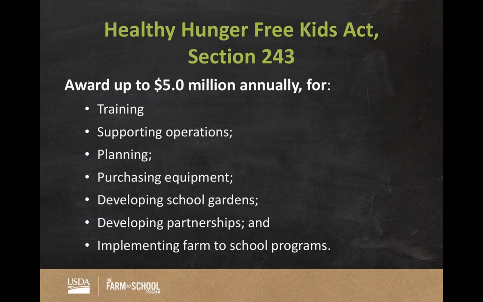So the Farm to School program was authorized in the Healthy Hunger Free Kids Act of 2010. So in Section 243, that authorizing language gave us the authority to provide competitive grants annually up to $5 million to really foster farm-to-school activities in key areas. So training, supporting operations, planning, purchasing equipment, developing school gardens, and really strengthening and deepening partnerships that would allow for schools to really do more farm-to-school activities.